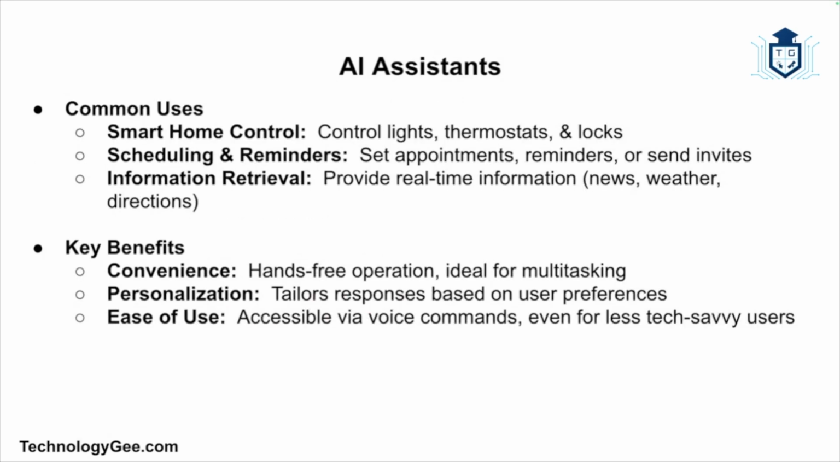So here are some common uses of AI assistants. They could be used for smart home control. So AI assistants can turn lights on or off, control thermostats, and lock doors through voice commands. They can set up scheduling and reminders. So users can ask assistants to schedule appointments, set reminders, or send calendar invites. And they can retrieve information. So AI assistants provide real-time information such as news, updates, sports scores, or travel directions.